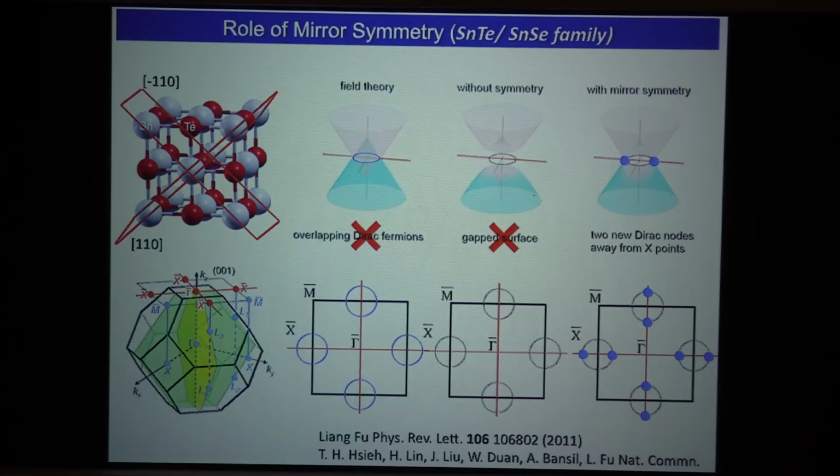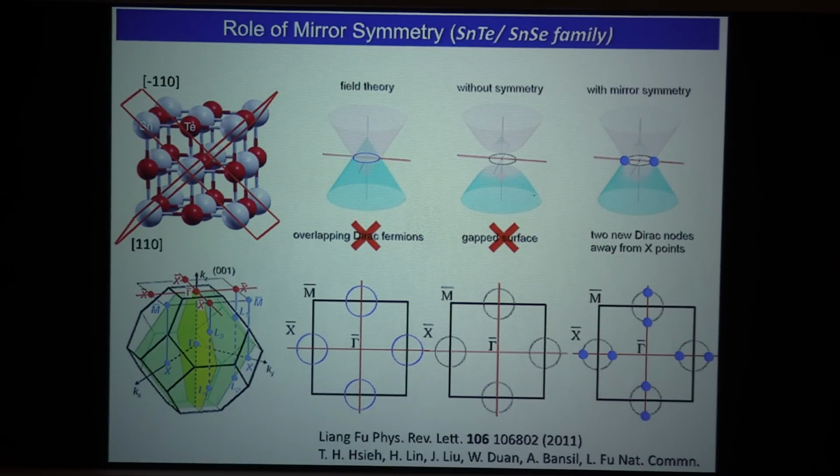Okay, so the crystal structure of these materials is actually cubic. It's very different from the conventional Z2 topological insulators. Here, for example, is tin telluride, one of the material classes that I was telling you about. You can see that there are two mirror symmetry planes in this crystal. One is this and the other is this.